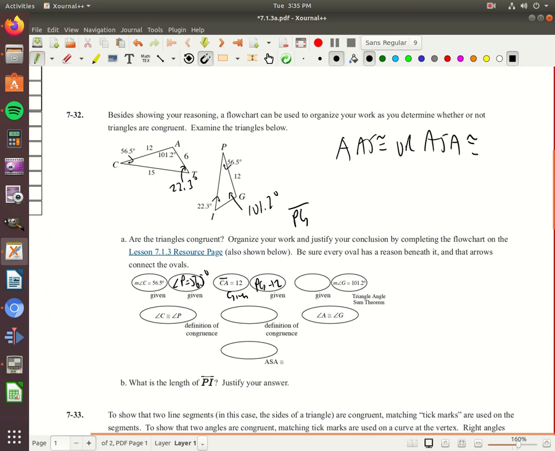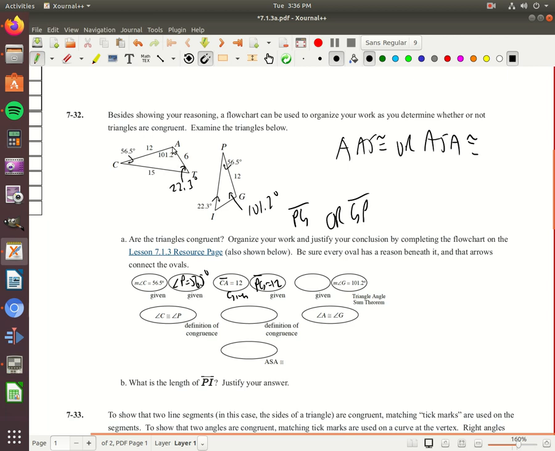So PG equals 12. I do want to say something. You could just as easily call this side GP, right? This is PG or GP. It doesn't matter which one. So they called this CA. They could have just as easily called this AC. It wouldn't have mattered. All right, and then finally, angle G is 101.2.